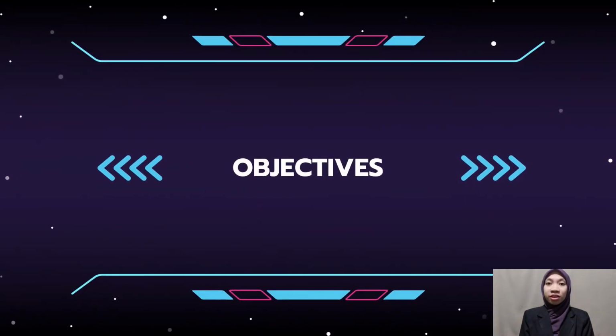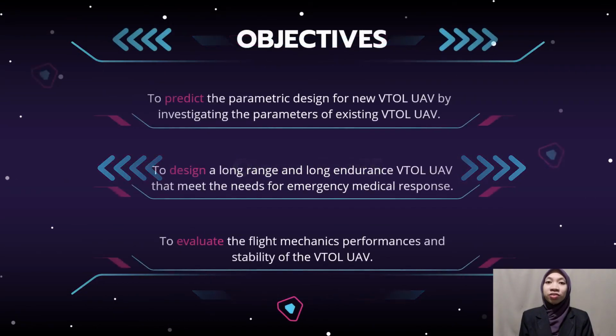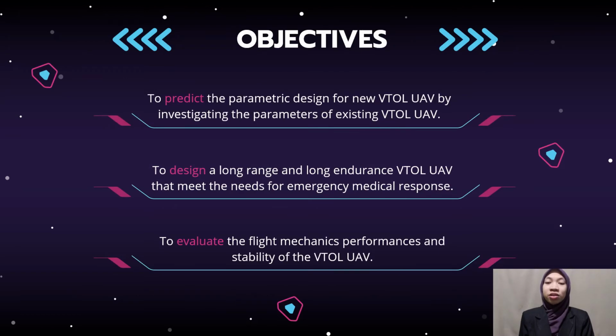Next, the objective of the study. There are 3 objectives for this study. The first one is to predict the parametric design for new VTOL UAV by investigating the parameters of existing VTOL UAVs in the market. Next, to design a long-range and long-endurance VTOL UAV that meets the needs for emergency medical response. The last one is to evaluate the flight mechanics performance and stability of the VTOL UAV.